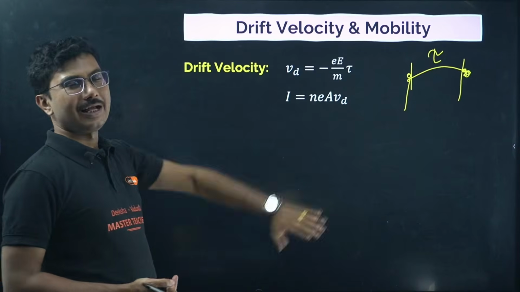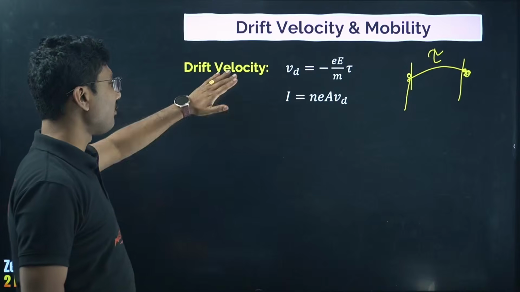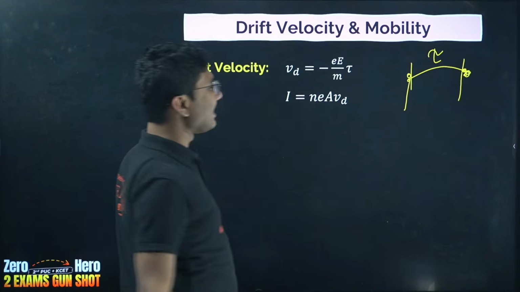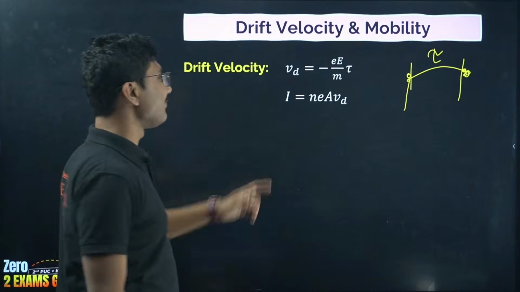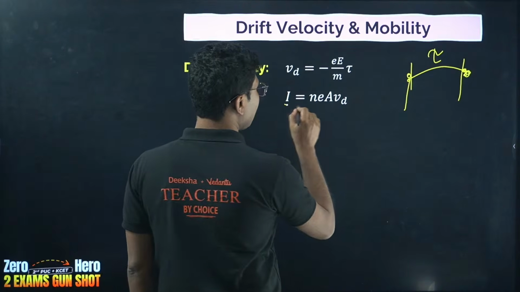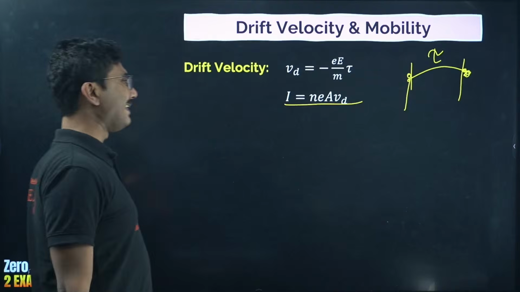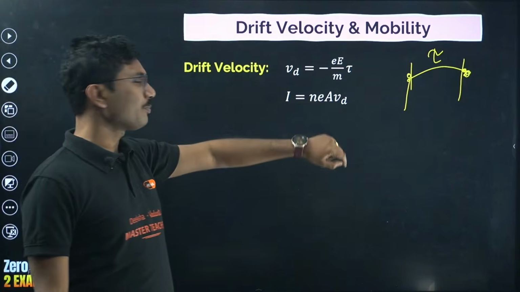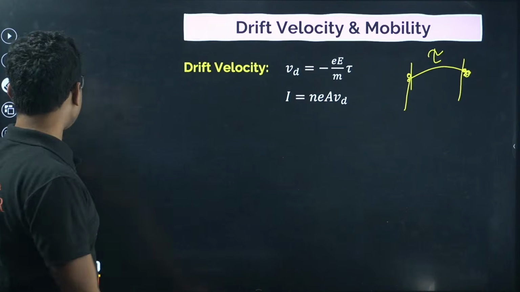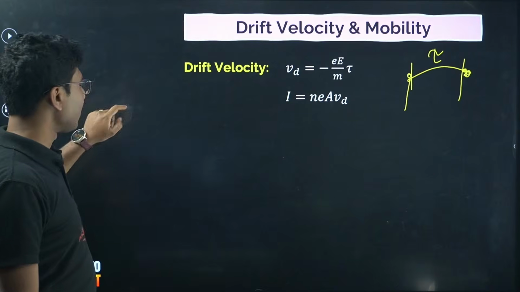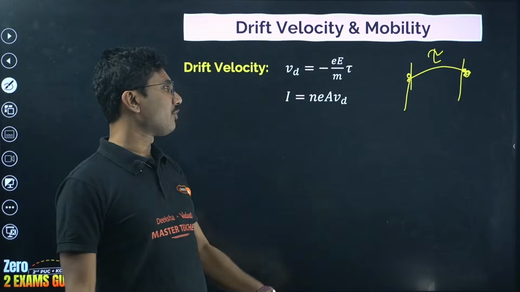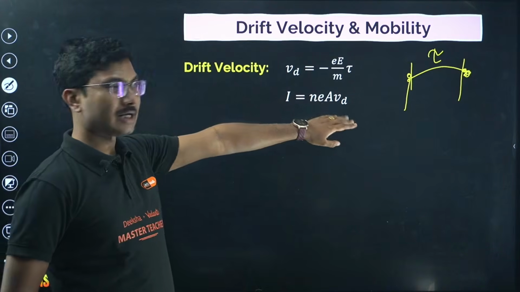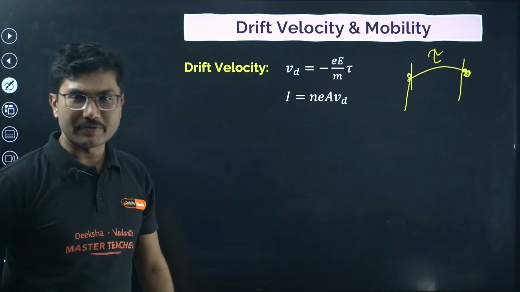Now current in a conductor in terms of drift velocity can be given as I = neA vd. This is a very important formula to remember. What is n? n is the number density of electrons, which is generally constant. e is the charge of an electron, A is the area of cross section of the conductor, and vd is the drift velocity.